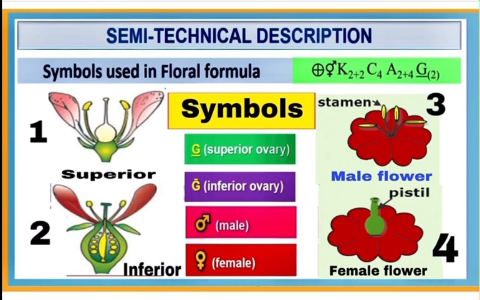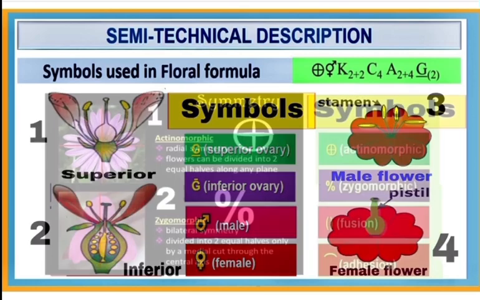Now see the symbols of male and female flowers. Male flowers have only stamens as shown in figure 3, and the symbol is a circle with an arrow at the top. Then see the symbol for female flower as shown in figure 4. Its symbol is a circle with a plus sign below the circle.